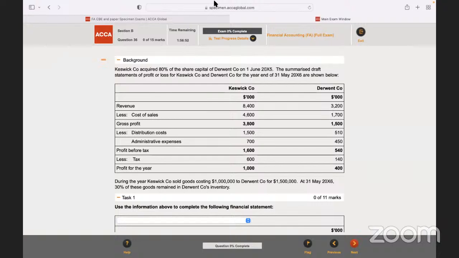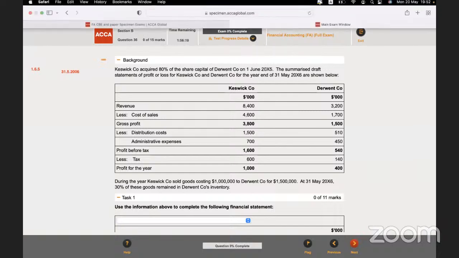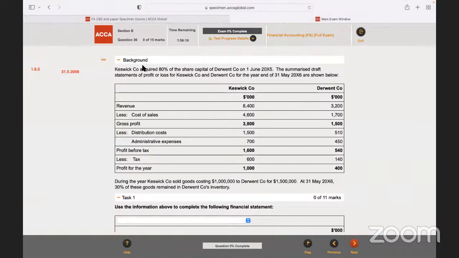Okay, so in this question, guys, they're telling us Keswick acquired 80% of the share capital on 1st June 2005. The summarized profit and loss is given below. Remember, guys, if the question is finishing on 31st of May 2006, when should the question start? 1st of June 2005, which is exactly the date on which the company was bought.